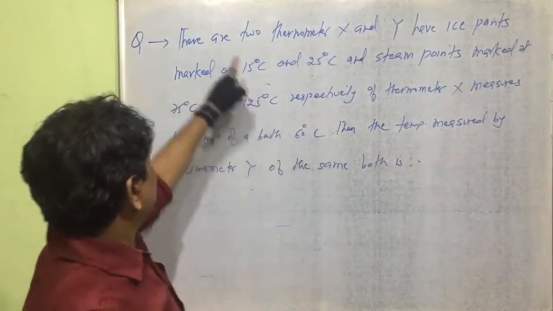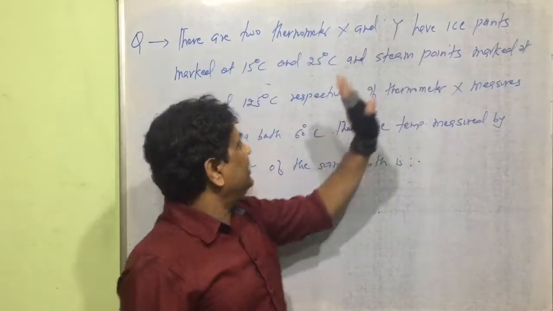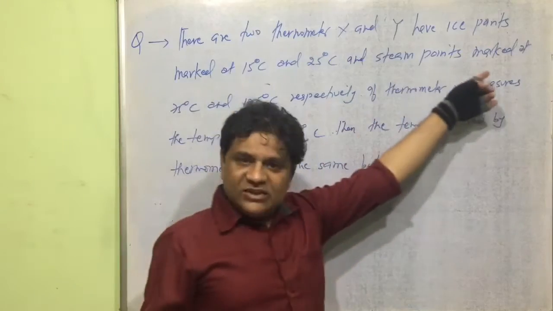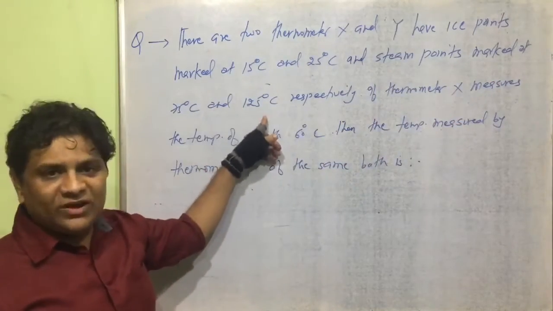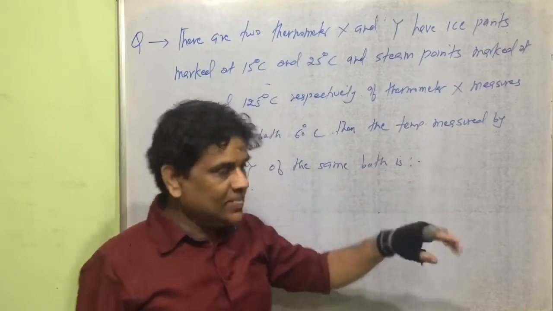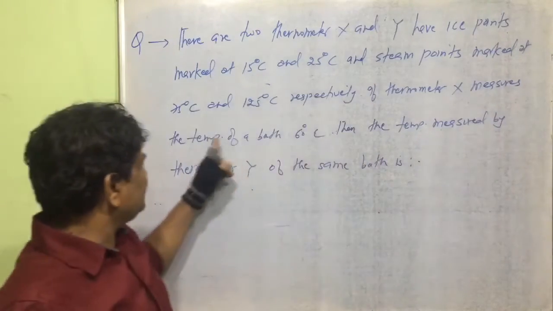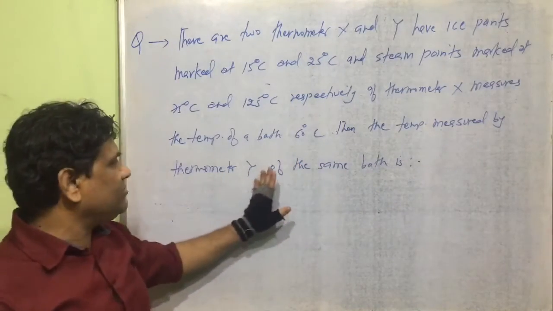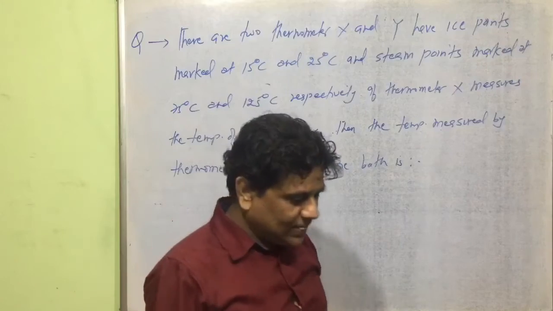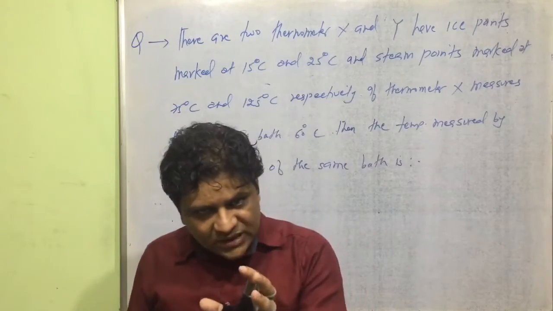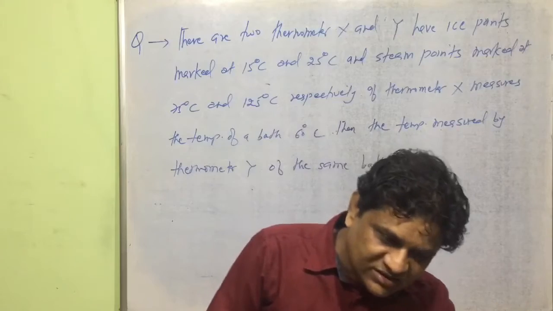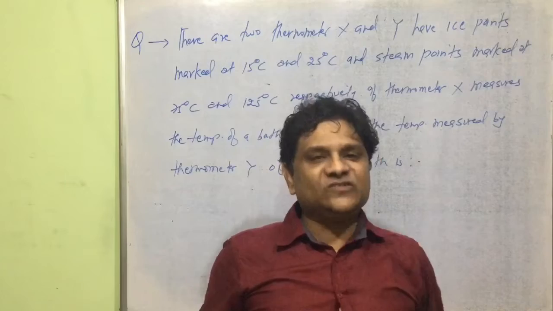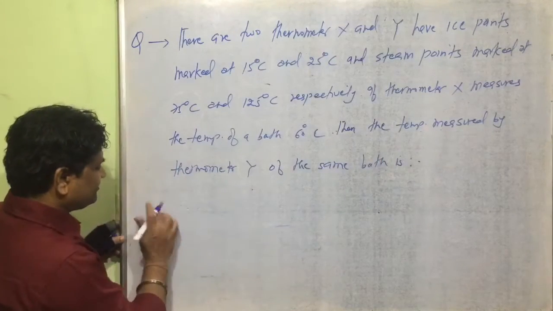Okay, now the next question. There are two thermometers X and Y that have ice points marked at 15 and 25 degrees Celsius and the steam points marked at 75 and 125 degrees Celsius respectively. If thermometer X measures the temperature of a bath as 60 degrees Celsius, then the temperature measured by thermometer Y of the same bath is? Now this question is related to two scales. One scale is X, another scale is Y. So on one side we can use the X scale, on the other side the Y scale. What will be the valid relation here?